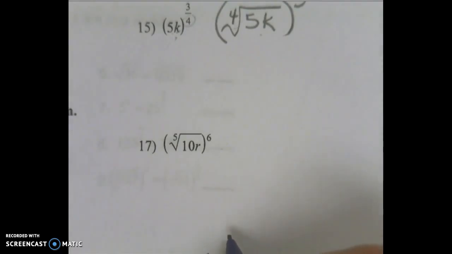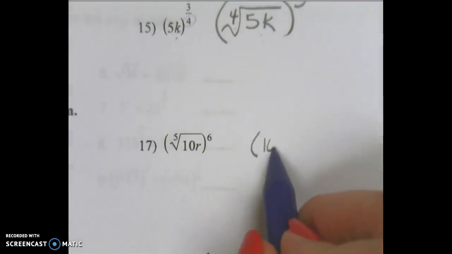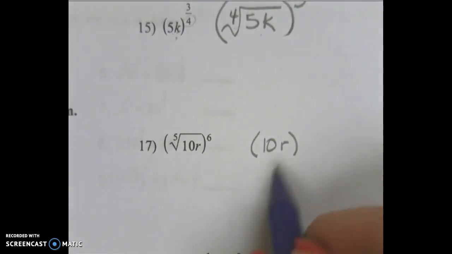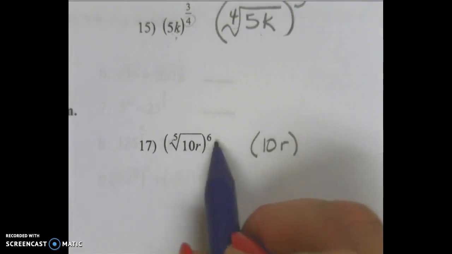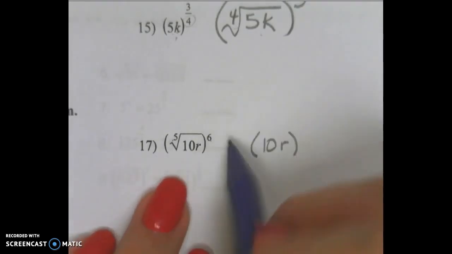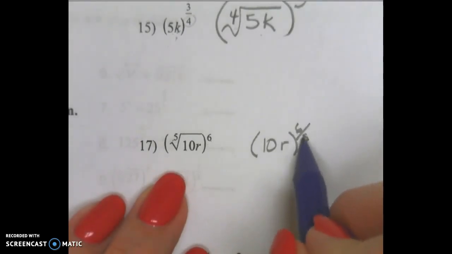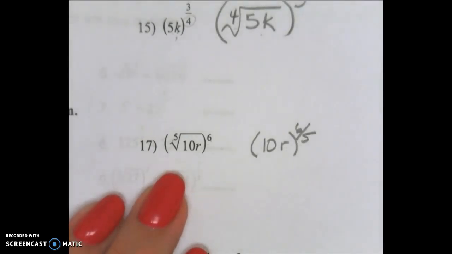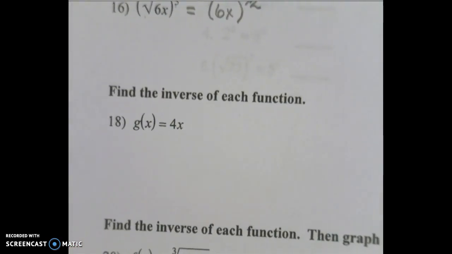Number 17. Again, what's inside the radical is going to go in my parentheses, and my exponent is going to be based on the index and the power on the outside. This outside power goes on top, the index goes on bottom. And there's my problem.